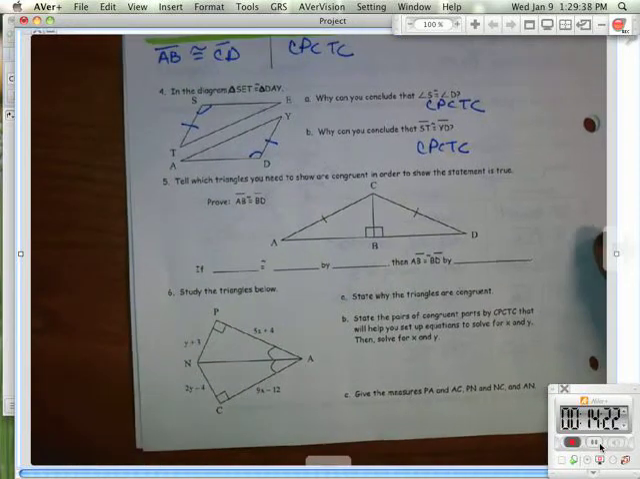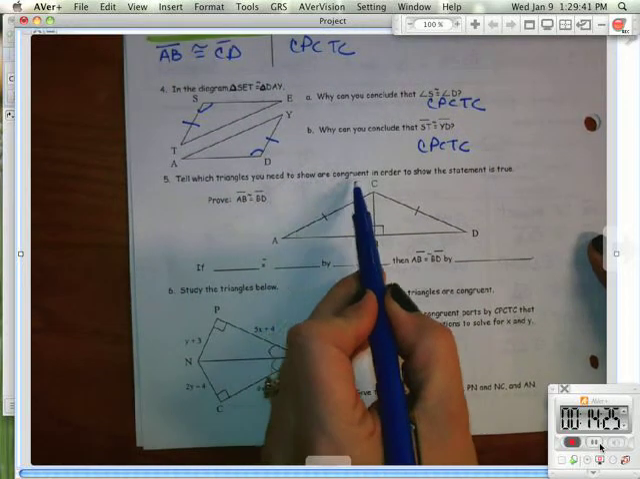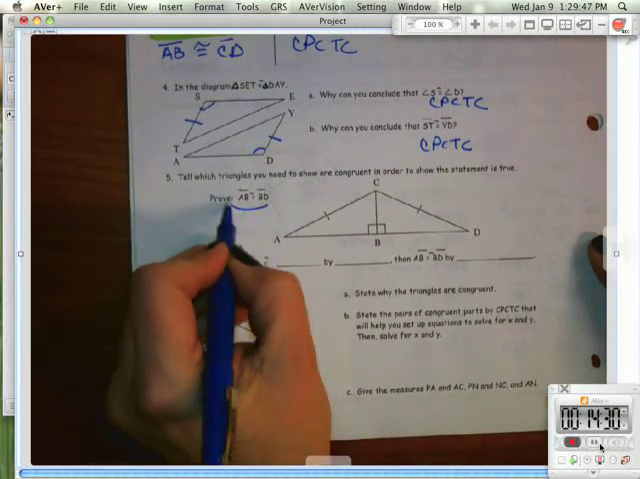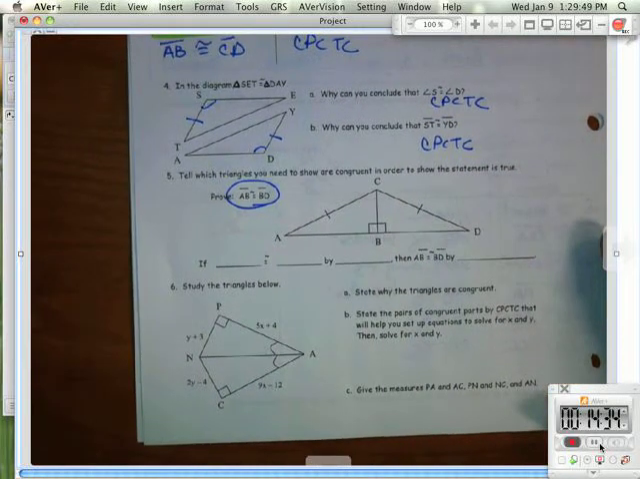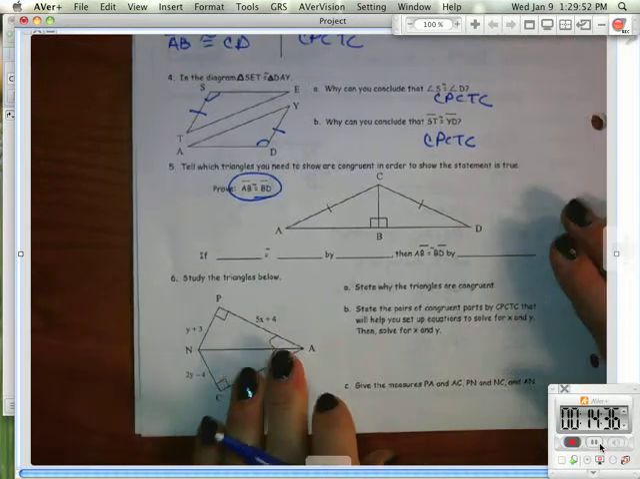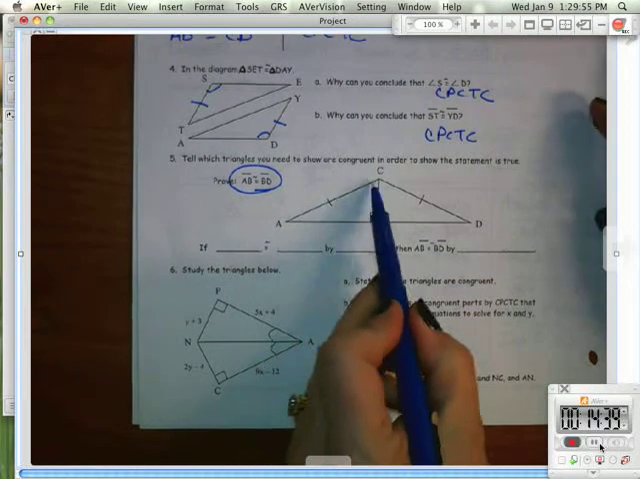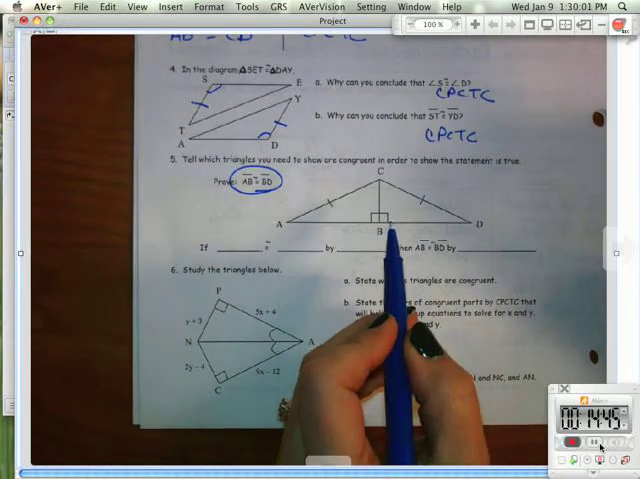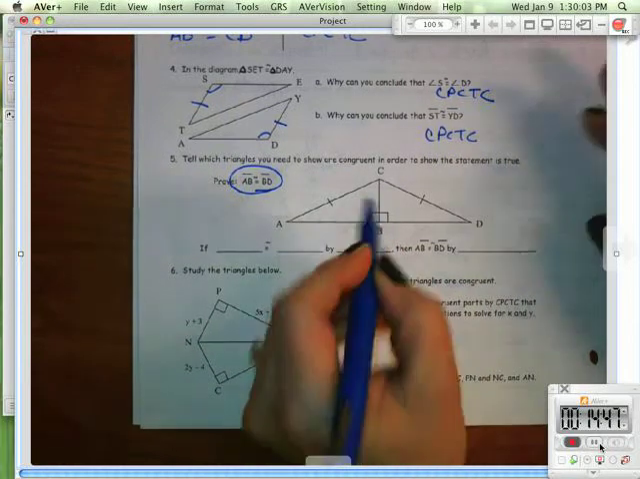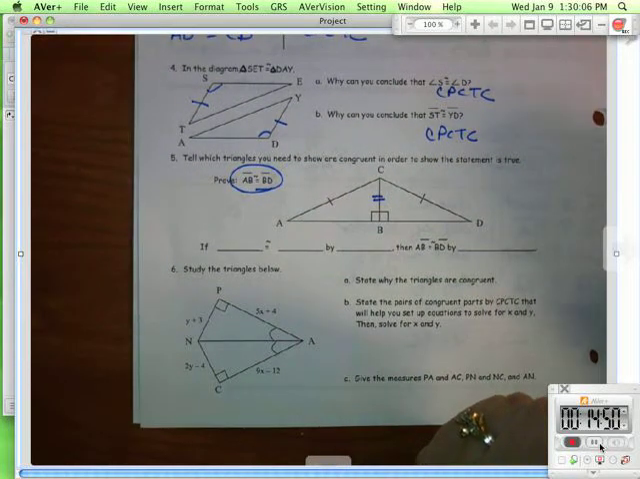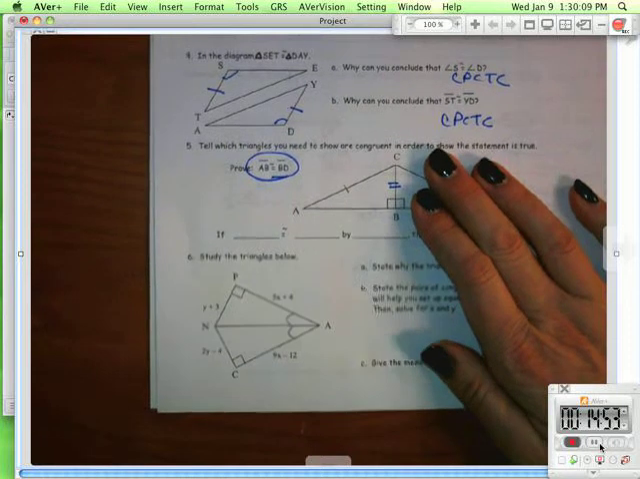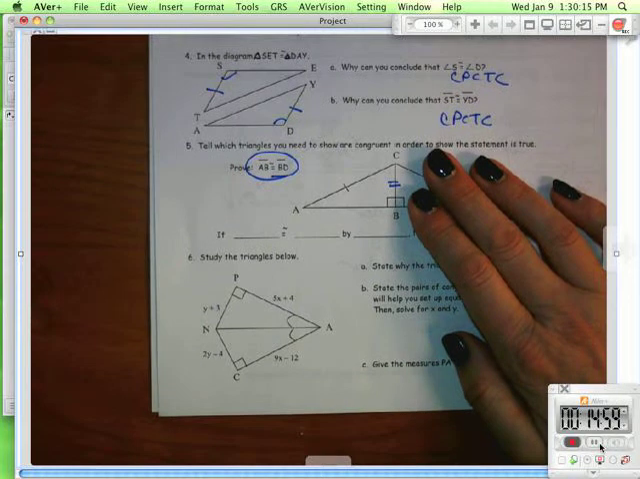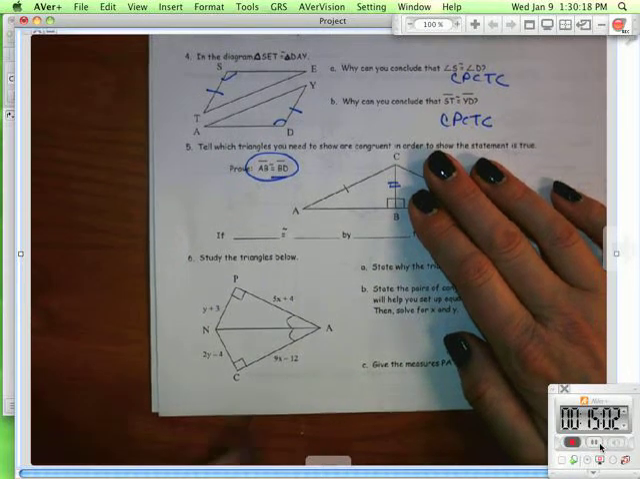All right. Tell which triangles you need to show are congruent in order to show the statement is true. So we need to prove this. Before we can prove that, we have to prove the triangles are congruent. We were told this was congruent to this. They're both right triangles. What's one other thing we know is congruent? Because of the reflexive property. So let's cover this up. What would we use to prove these two triangles are congruent? ASS? No. Can't use that, can we? But we can use HL.